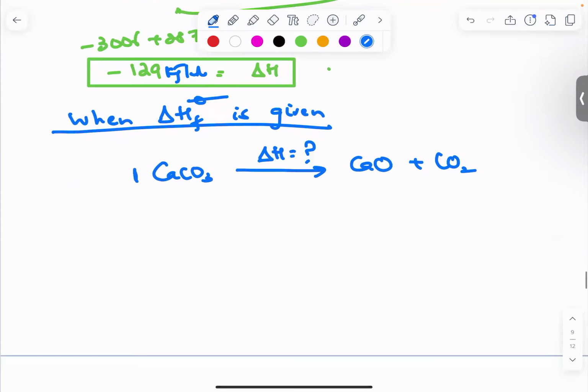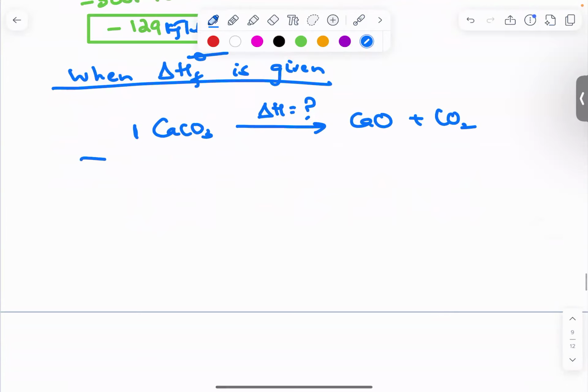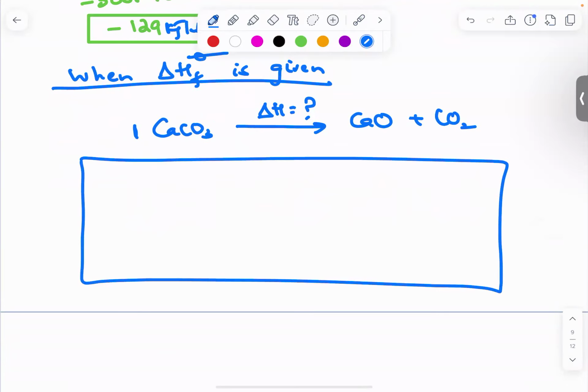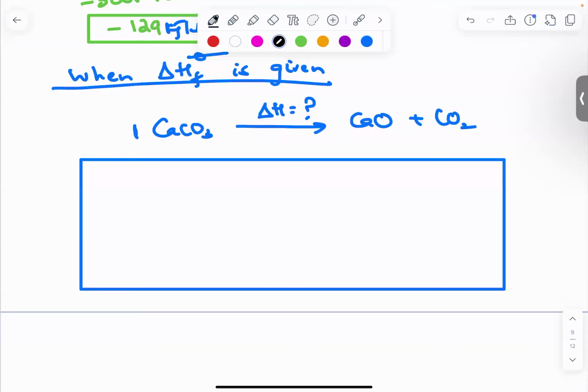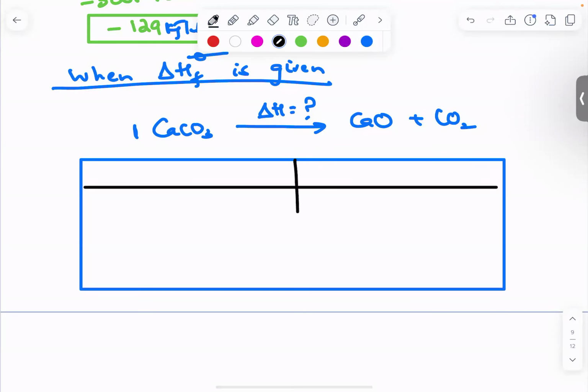Now, the data given to us is like this. Let me show you how the data is given, and then you will tell me how we can solve this.